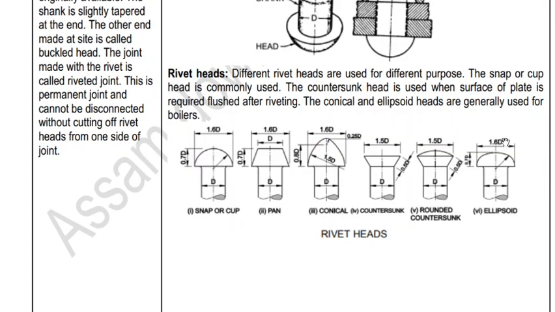There are different shapes of rivets, and these are the different shapes. The first one is snap or cup. Here different dimensions are given. Different rivet heads are used for different purposes. The snap or cup head is commonly used. The countersunk head is used when the surface of the plate is required to be flush after riveting. The conical and ellipsoid heads are generally used for boilers.